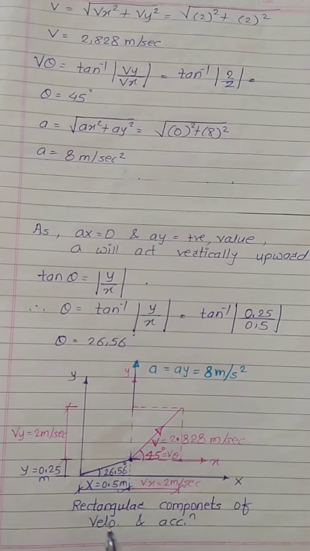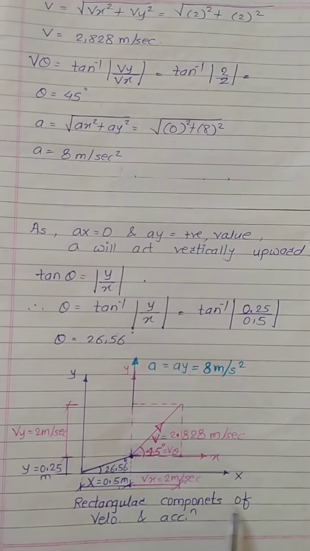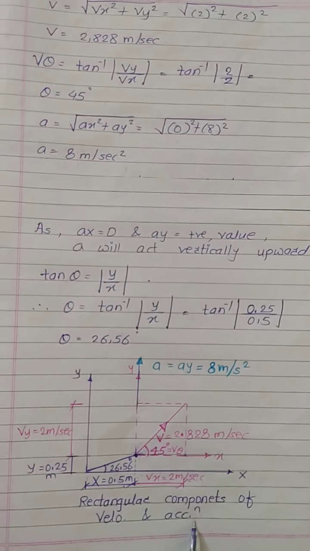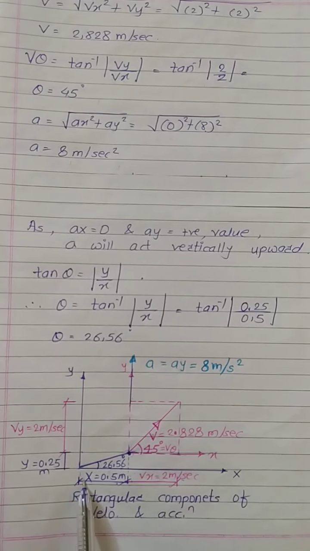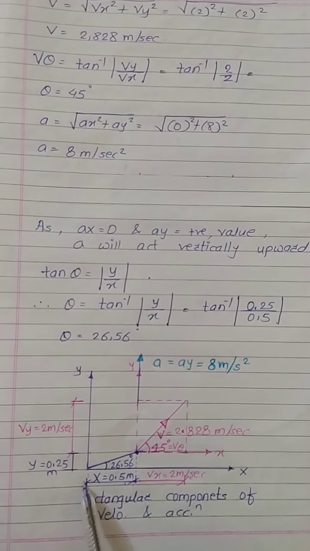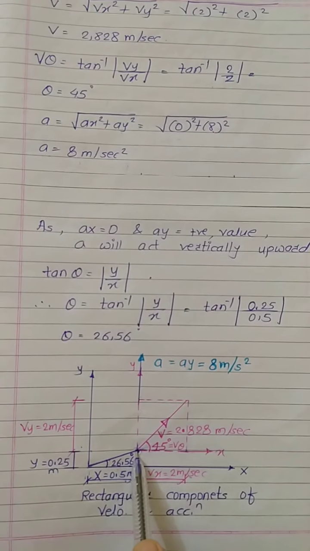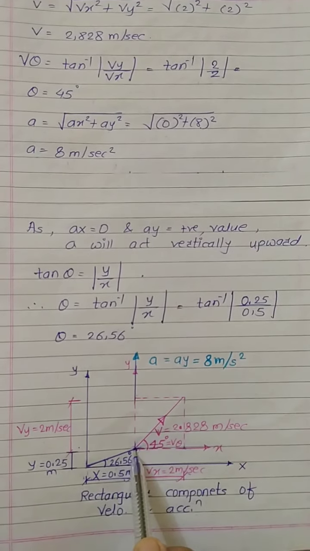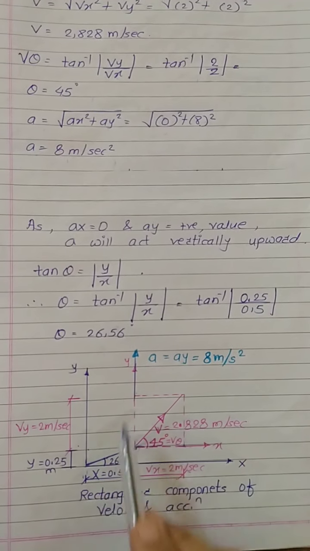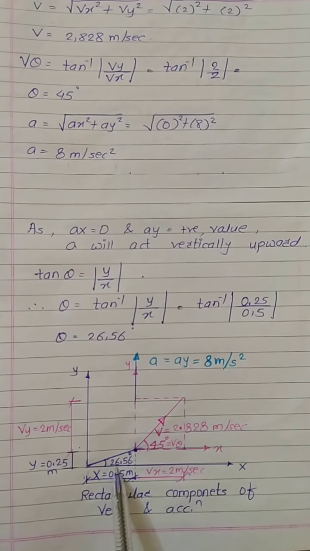My first graph is of the rectangular components of velocity and acceleration. This is my x-axis, this is the y-axis. Now look, x is 0.5 meter, y is 0.25 meter, so I will get this point. If I join the origin to this point, the angle, which we have already calculated, is 26.56 degree.